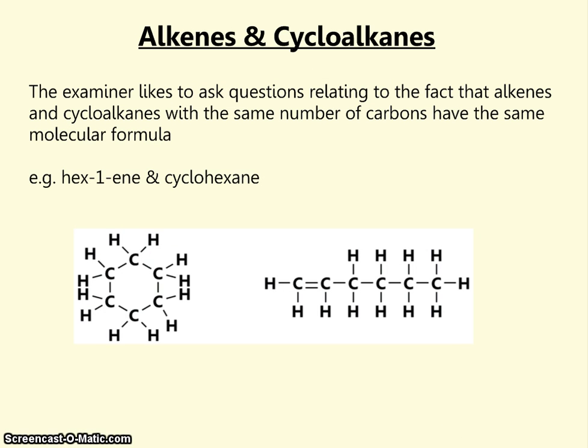Here is one of the trickier aspects of structural isomers. Cycloalkanes, as exemplified here by cyclohexane, and alkenes have the same molecular formula. So, for example, cyclohexane has the molecular formula C6H12, and hex-1-ene here also has 6 carbons and 12 hydrogens. So sometimes the examiner will ask you a question about drawing the structure of a cyclic structural isomer of hexene, and what he would be looking for would be cyclohexane. So do bear this in mind.